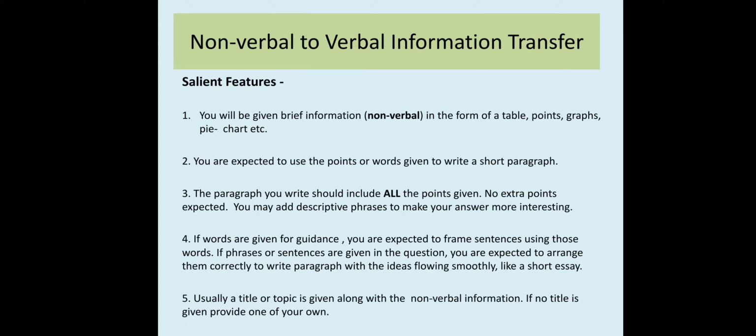Salient features of non-verbal to verbal information transfer. First point, you will be given brief information, that is non-verbal, in the form of a table, points, graphs or pie charts, etc. Information is provided to you. Second point, you are expected to use the points or words given to write a short paragraph, including all that points which are provided to you in the diagram form. You have to create a short paragraph including all that points.